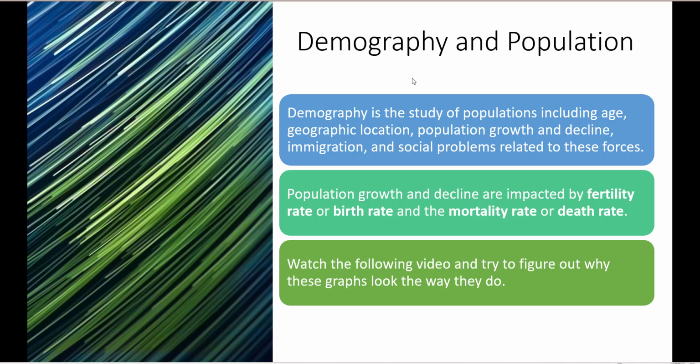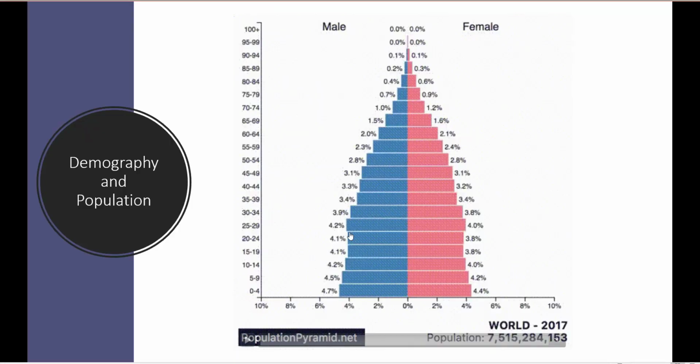So, we're going to look at this next slide and show a short video, and I want you to think about what's going on in these graphs and what they mean. Here we have a list of population, male and female, by age. So 0 to 4 all the way up to 100 plus, and then percentage of the population that is that age. So 4.7% of the population is under 4 if you're male, 4.4 is female, and this is for the world in 2017. So I'm going to let this play through and then we'll talk about it a little bit.